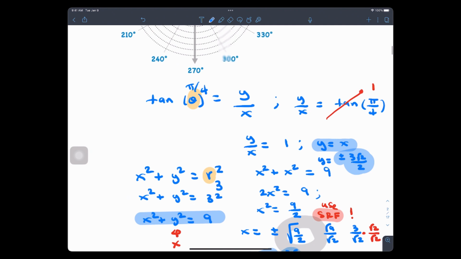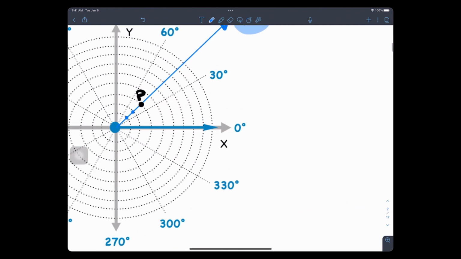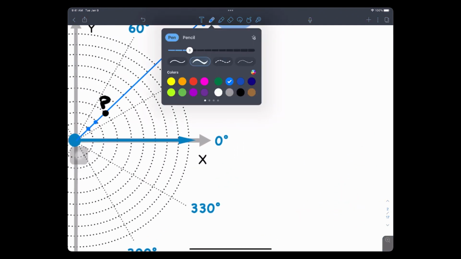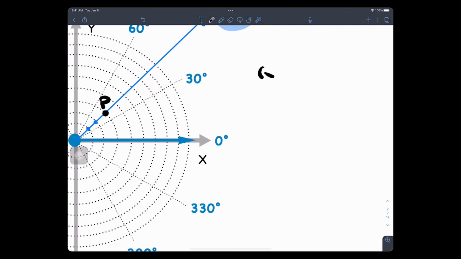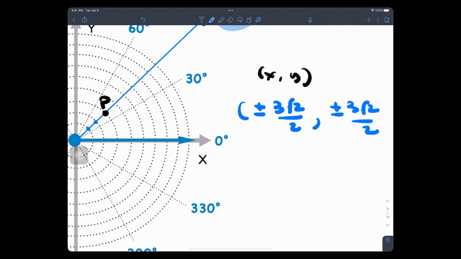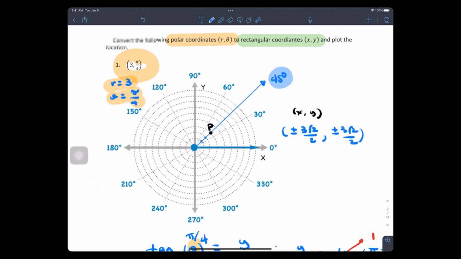So here's what I'm going to go back up and show you guys here, okay? Because your solution for x and y here, in theory, x is plus or minus 3 square root of 2 over 2, and y is plus or minus 3 square root of 2 over 2. All right, you guys have the same values. However, here's what you guys want to be aware of.